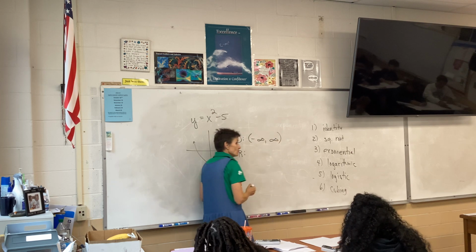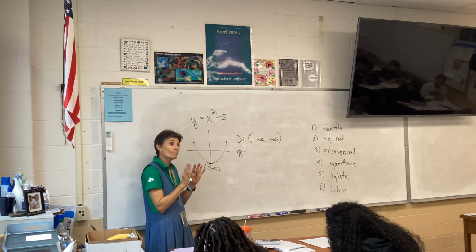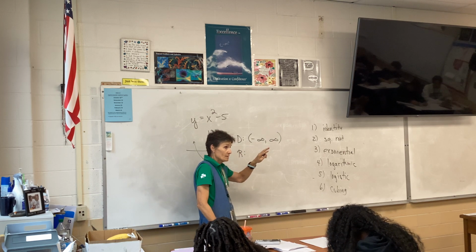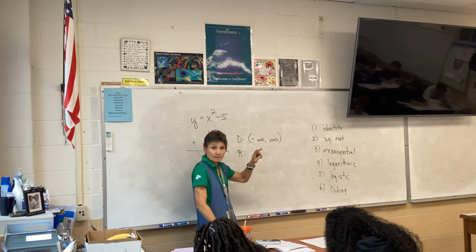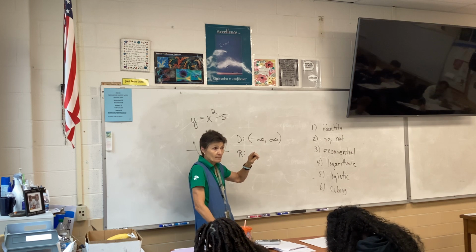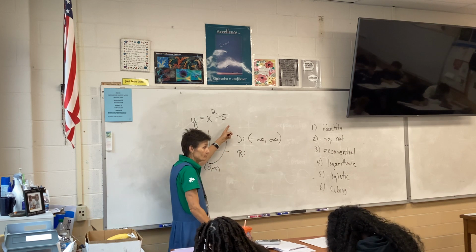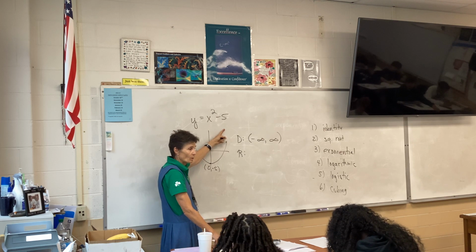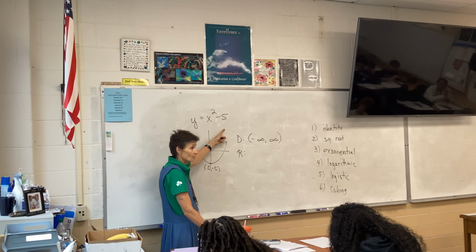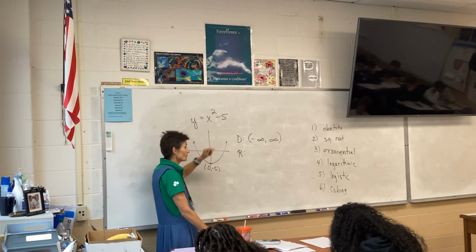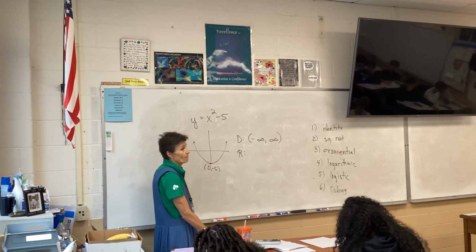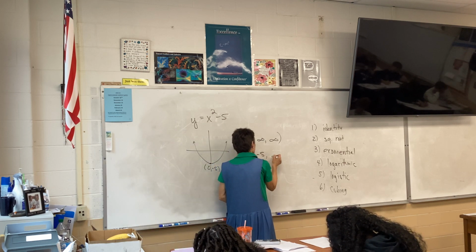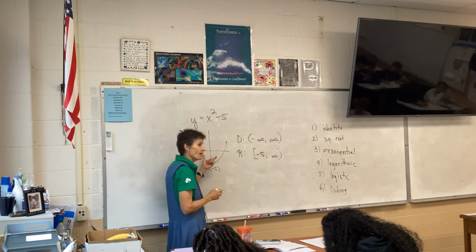And for those of you that are like, ooh, how do we know that? Remember, there are two things that screw up your domain, right? Denominators and radicals. If you have a polynomial function, like this, no denominator, no square root, then it's all real numbers. Now, what about range? -5 to infinity. That is exactly right. Is everybody okay with that?